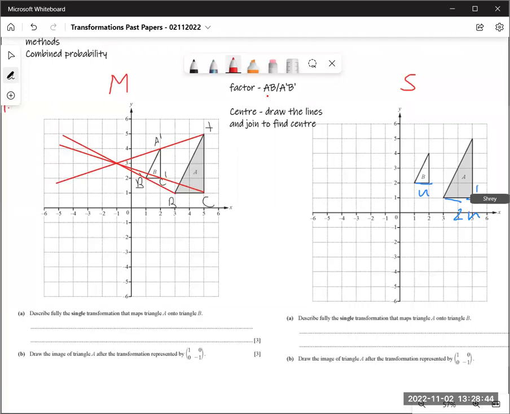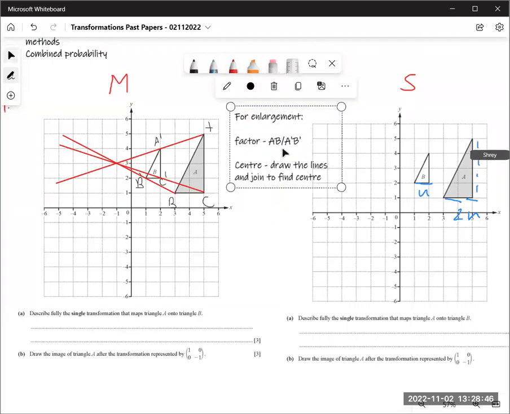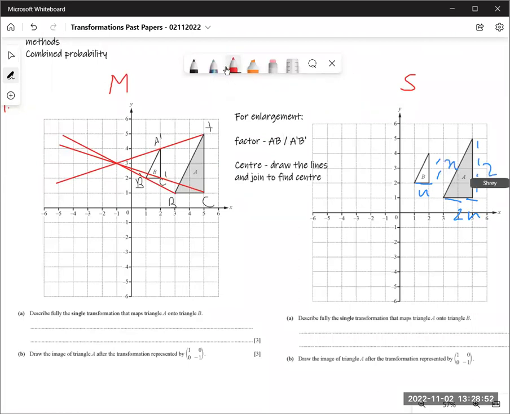Now, Anas, how do I find the scale factor? We take any two sides and we divide them. For example, we take A and B and then divide. It would be much better if I take any vertical sides, or even if you take slanted sides, you should only take the x or y value.